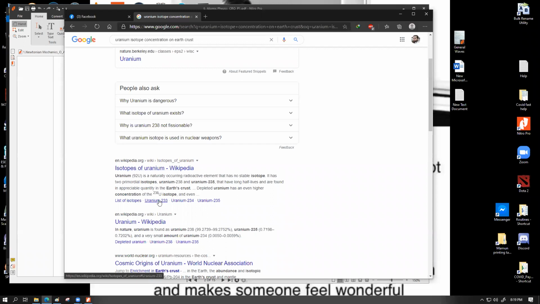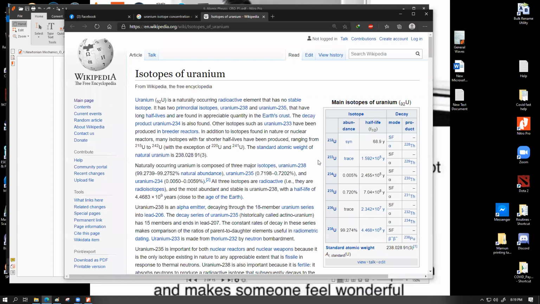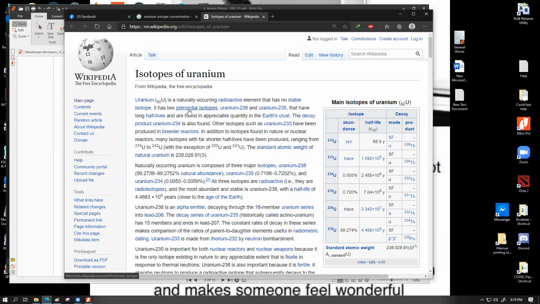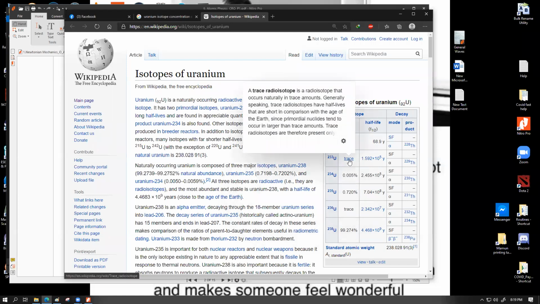There is a uranium 233. What? Wow. These are artificial. Natural has two primordial isotopes. Primordial isotopes means these are the two isotopes that we can extract from the environment. Okay? This one is synthetic. This is trace. Trace means it is very rare, like super rare.